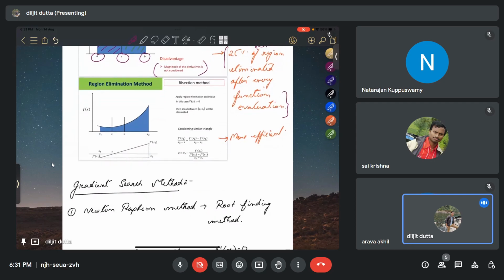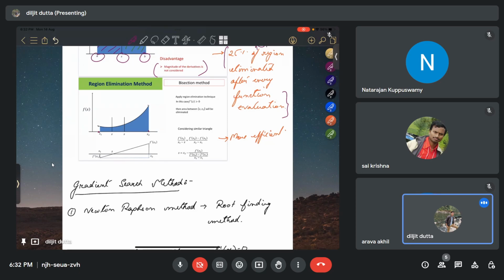Now to make the method a bit more efficient, some scientists, or mathematicians, have updated this method. They considered similar triangles. Suppose we have x1, x2, and z. They said that we shouldn't take z every time as the midpoint of the two values. We can take z based on the function, that is, the derivative at x1 and x2.